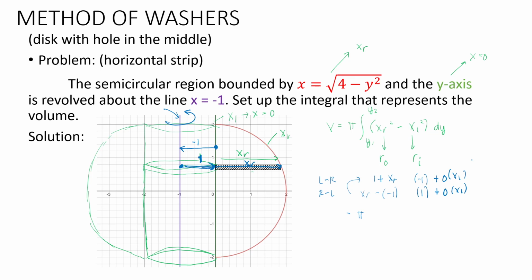Okay, so hope you understand this one. This one is right to left, and this one is left to right. So this one is x right, so this would give you 1 plus, so x right is the square root of 4 minus y squared. And then squared pa siya, di ba? And then minus the inner radius, which is negative, let's say, or just 1 squared, di ba?